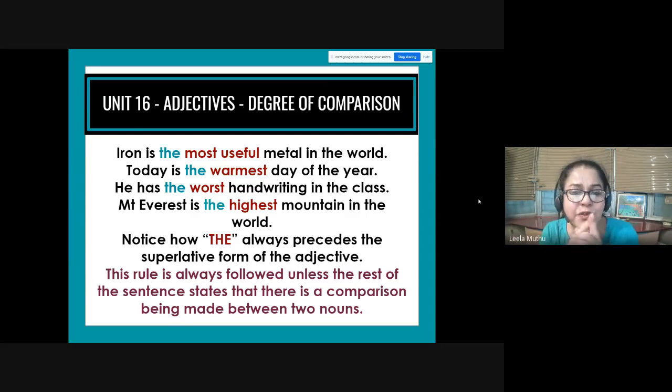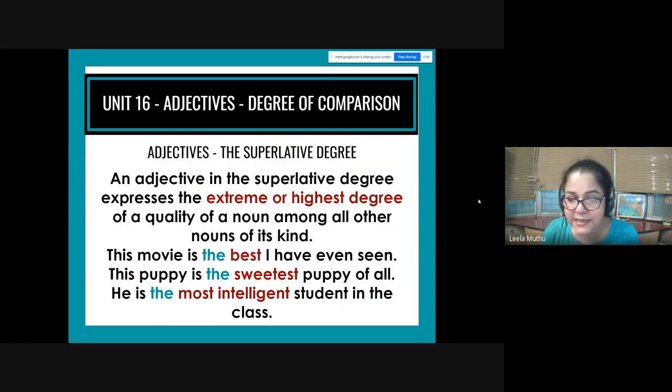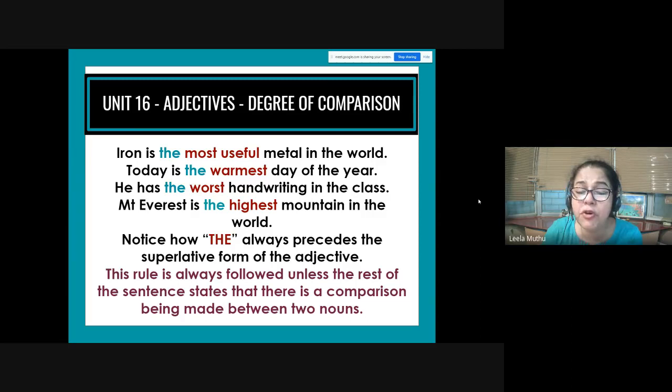Notice this. I'm sure you've all noticed that the article "the" is coming before the superlative form of the adjective in every single sentence. Okay? The best, the sweetest, the most intelligent, the most useful, the warmest, the worst, the highest. The. Right? This rule is always followed, unless the rest of the sentence states that there is a comparison between only two nouns.